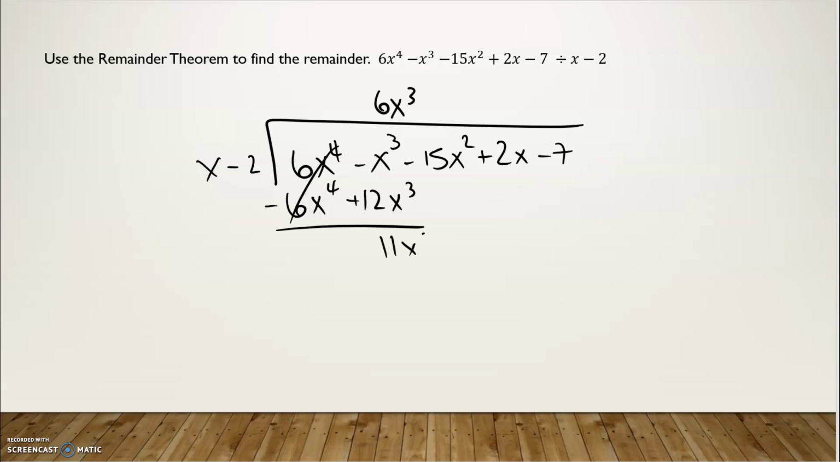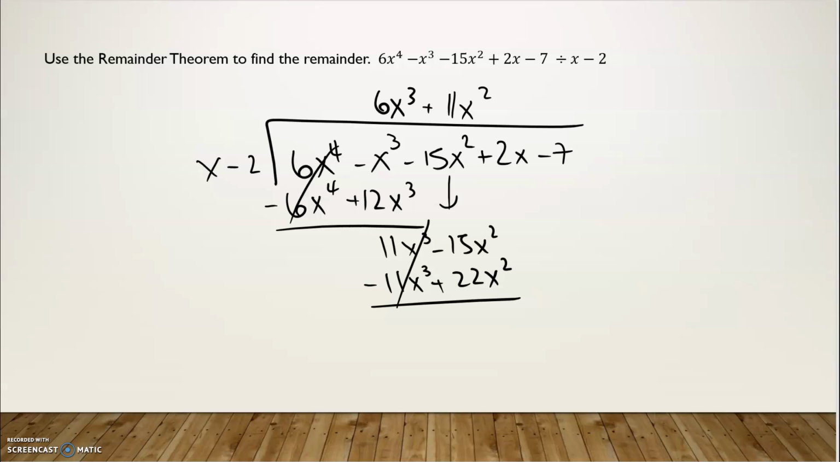I have 11x cubed. Bring down this negative 15x squared. Then plus 11x squared, to get these two the same. Then you have a negative 22x squared plus 11x cubed. Change the signs, that goes away. And we have 7x squared. Bring down the plus 2x. Get these two the same, so that'd be plus 7x.